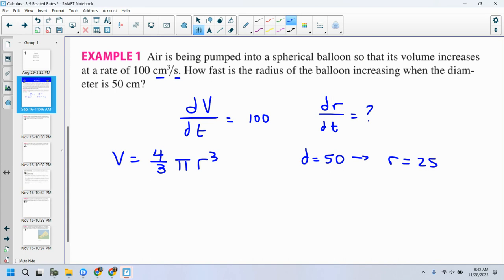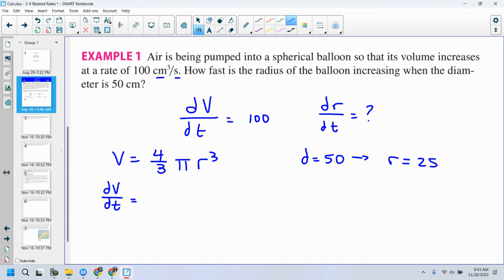Not that I need it. I know dv dt. I want to find dr dt, right? So let's differentiate this equation. On the left side, that's going to be dv dt, or v prime, if you will. On the right side of this equation, is pi a variable? No, it's a constant. It's a number.